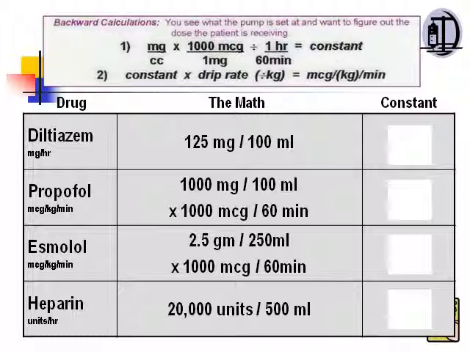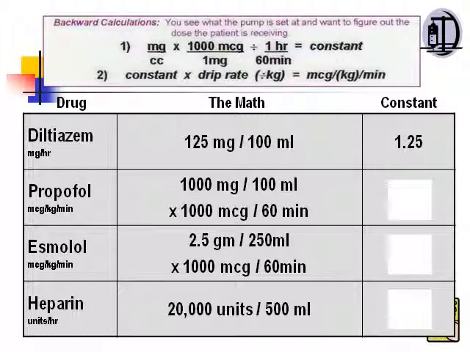And then if we move over to the next step to get the constant, we usually divide by 60. So again, if you look back under diltiazem, how is it dosed? Milligrams per hour. So do we need to divide by 60? No. So what is your constant for diltiazem? It's going to be 125 divided by 100, and that gives you 1.25. All right, let's do propofol.